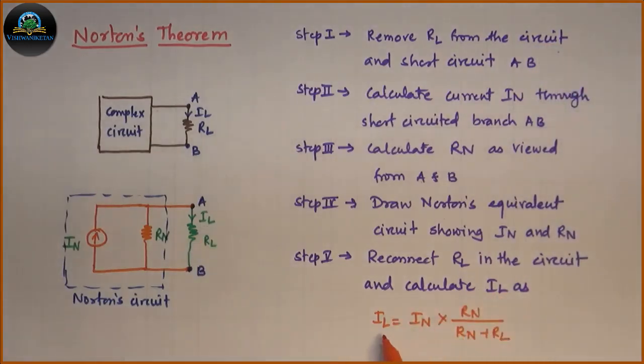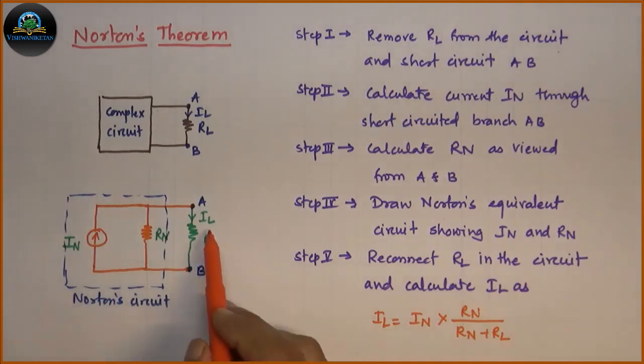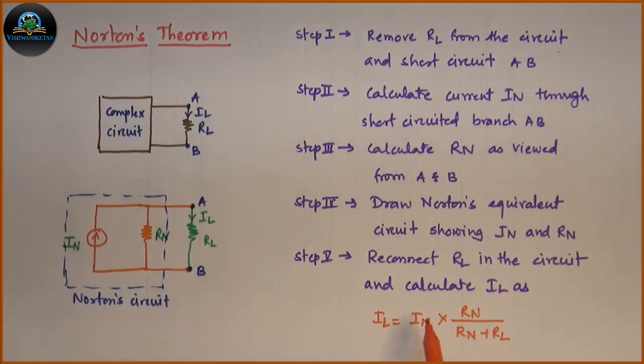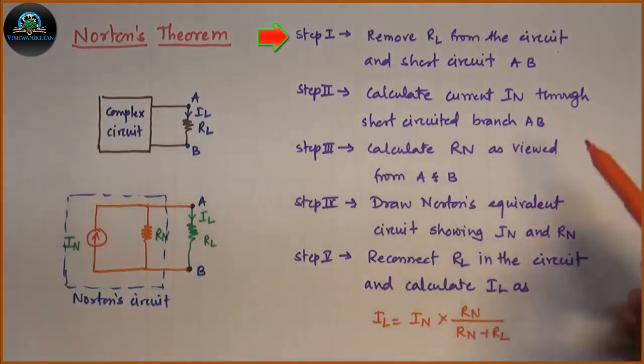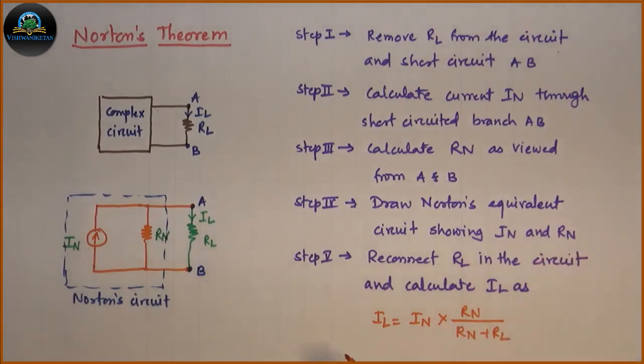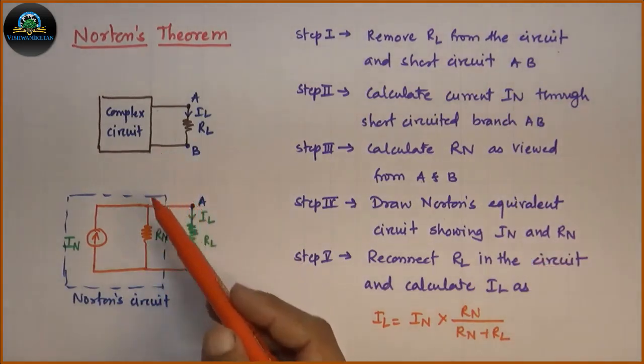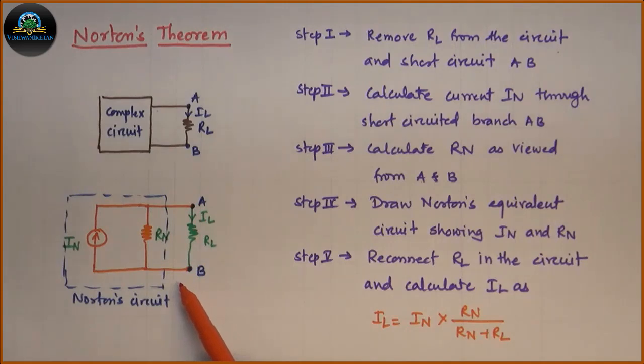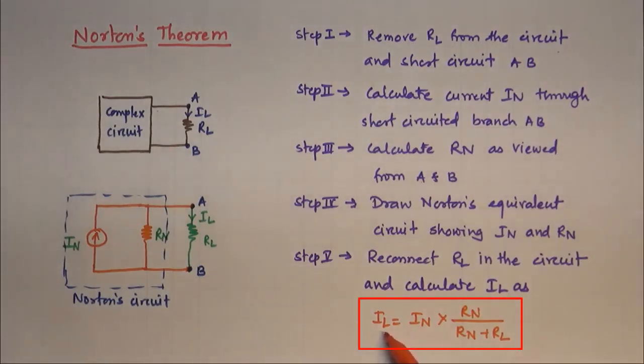The formula for IL is equal to IN into RN divided by RN plus RL. By this formula we will get the current required to be calculated from any resistance in the given circuit. Hence, by following these steps we can apply Norton's theorem to any circuit by converting the given circuit into Norton's equivalent circuit and calculate the current flowing through any branch.